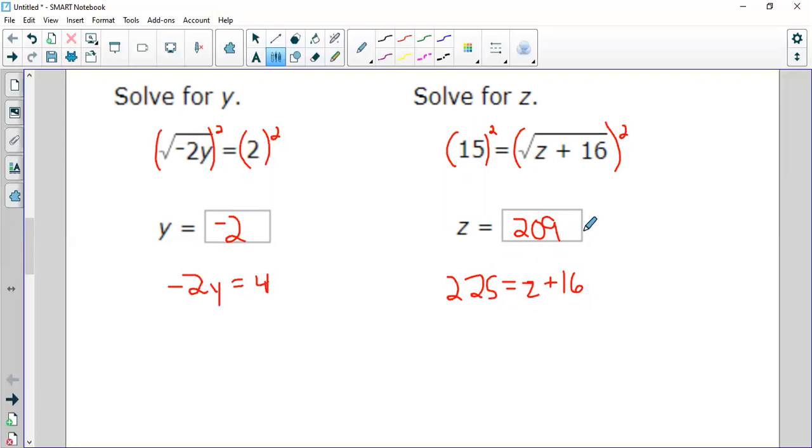Okay. You can check it. 209 plus 16 is 225. Square root of 225. Yeah, that's 15. Good to go.